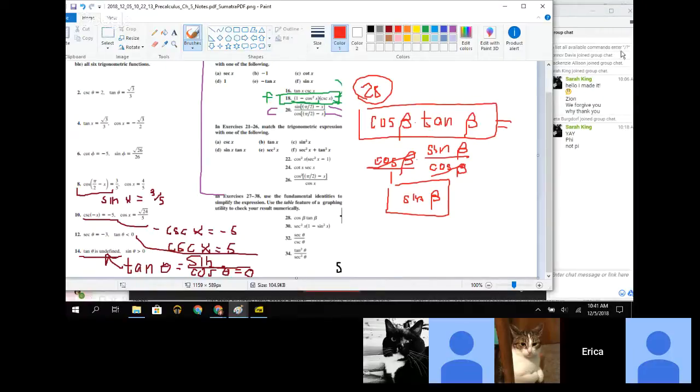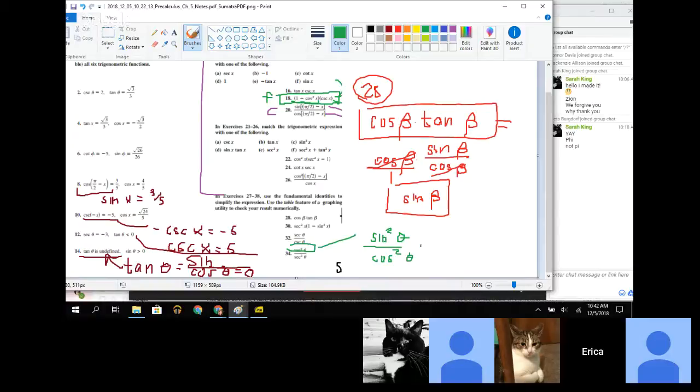Okay, a little bit more complicated, like number 34. It's the tangent squared of theta over the secant of theta. Okay, so whenever you see tangent, a good thought is to maybe convert that into sine and cosine. So we could think of this as the sine squared of theta over the cosine squared of theta.